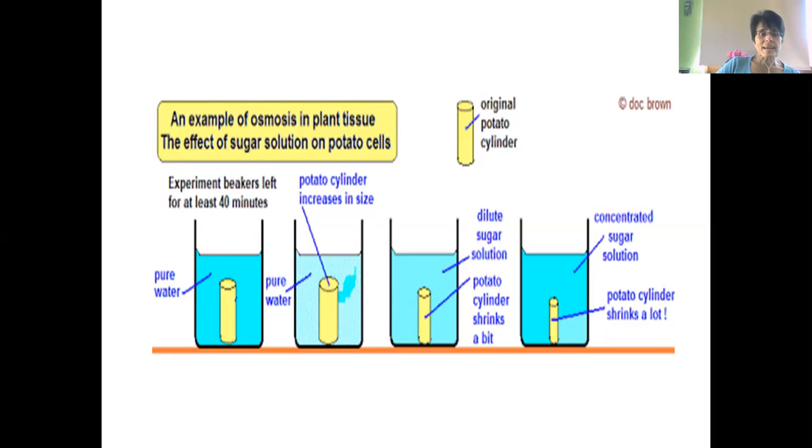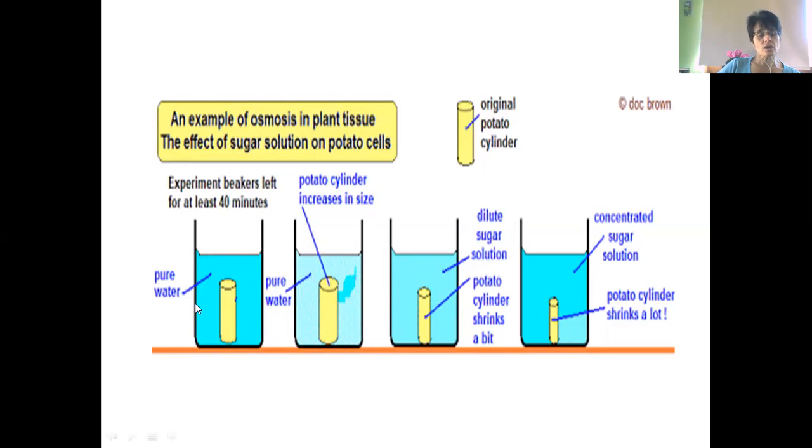So we could use potato tissue, and we could make little cylinders of potato, like when you make potato chips. So what have they done here? They've put original potato cylinders that were all the same size, controlled variable, and they put them into different solutions, the same volume of solutions in 4 beakers, another controlled variable, and they would have left them there for the same time, another controlled variable. The independent variable is what solutions the potato chips were placed in.